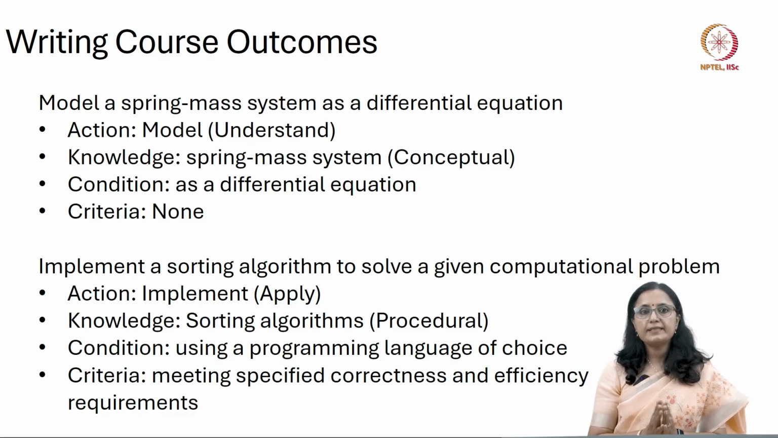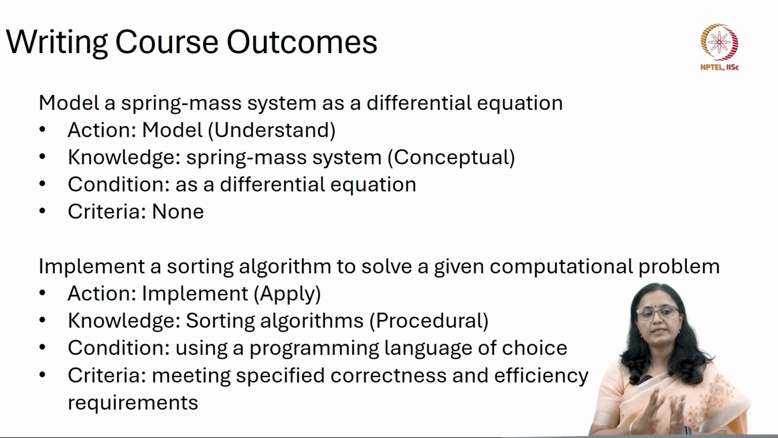Let us take the second example: implement a sorting algorithm to solve a given computational problem. In this case, the action is implement. If you can recall, go back to our discussion on apply cognitive processes. There were two subtypes of apply. One was execute and the second was implement. Implement is more complex as compared to execute.